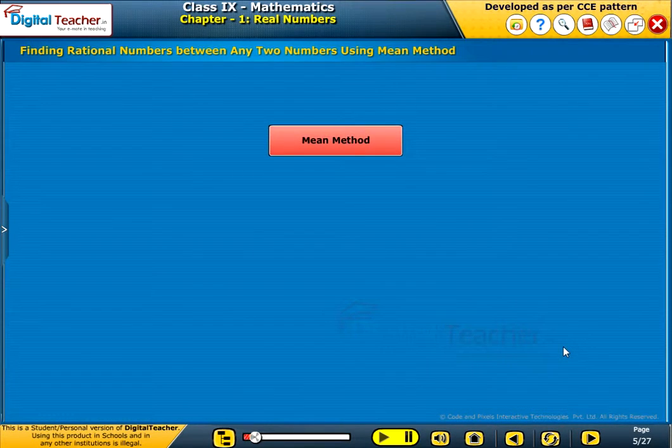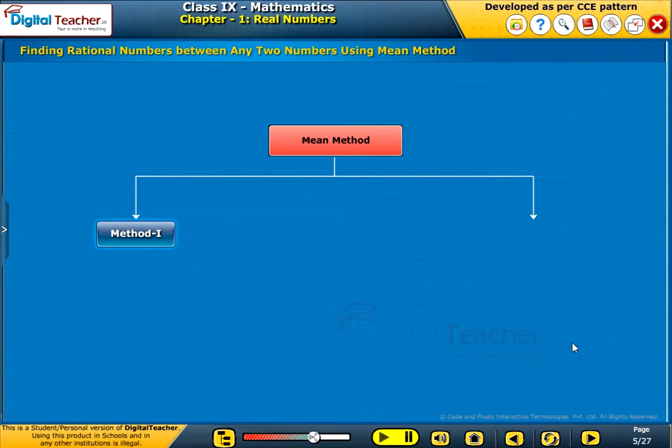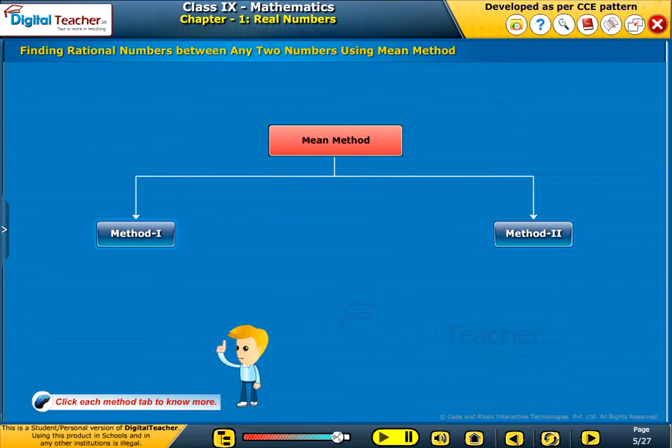Let us discuss how to find the rational numbers between any two numbers using the mean method. The mean method is categorized into two types, namely method 1 and method 2. Click each method tab to know more.